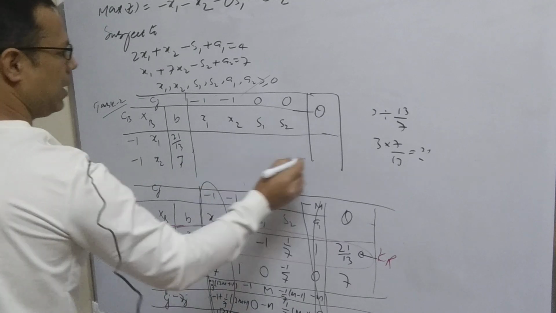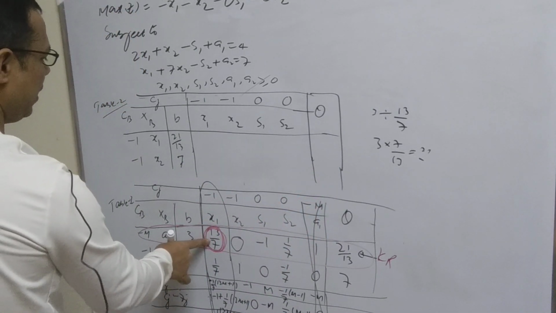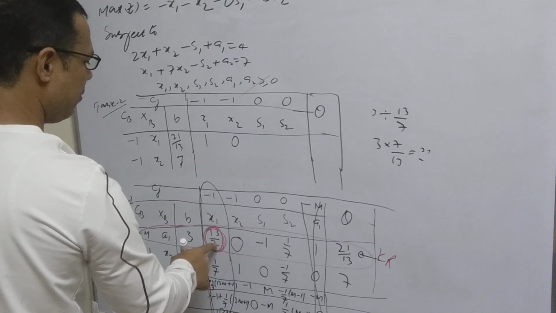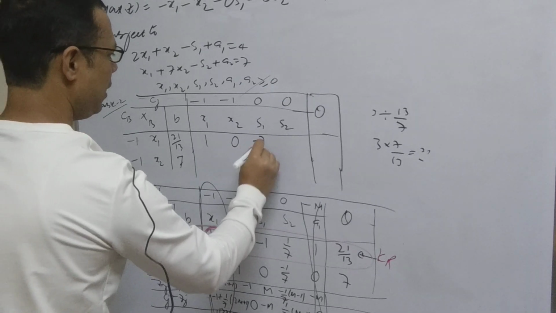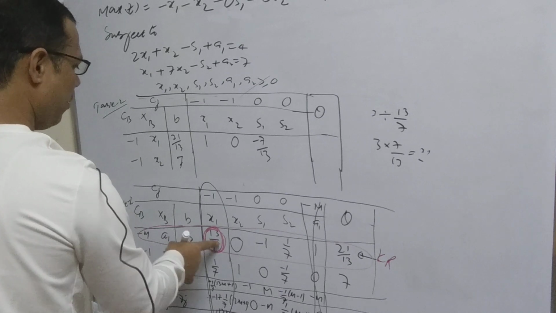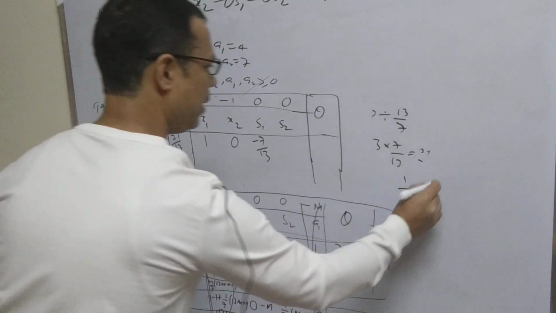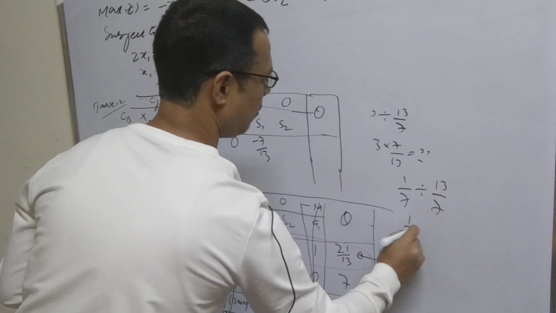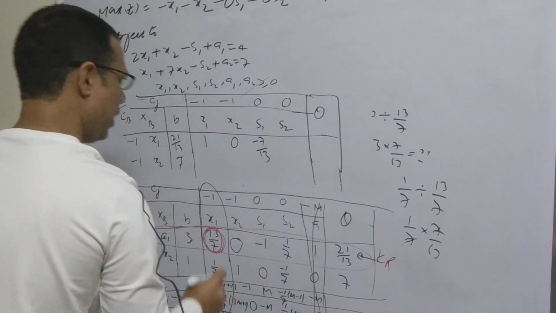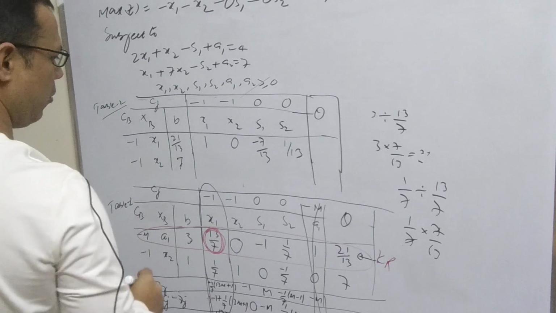So now I have written this value. Now this one divided by itself is 1, 0 divided by this one is 0, -1 divided by this one just gets reversed, -7 by 13. And 1 by 7 divided by 13 by 7 means 1 by 7 into 7 by 13, so 1 by 13. So here you need to write 1 by 13. Now we have got all these values here.